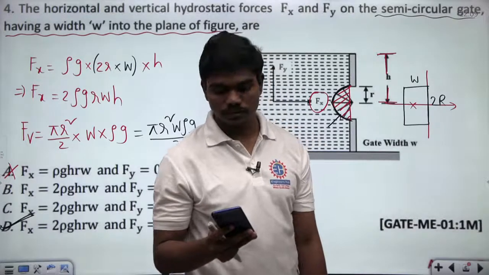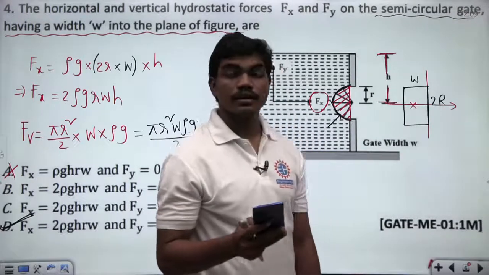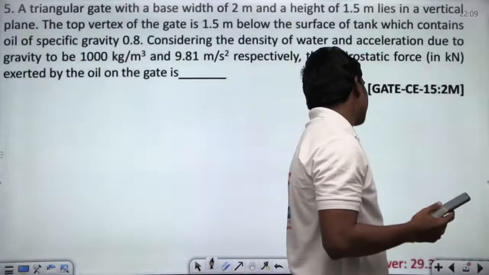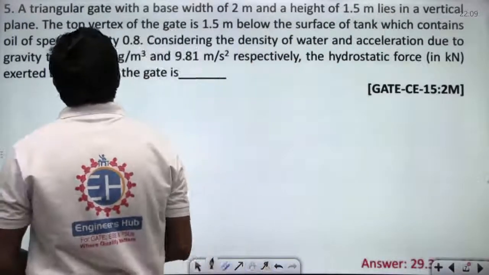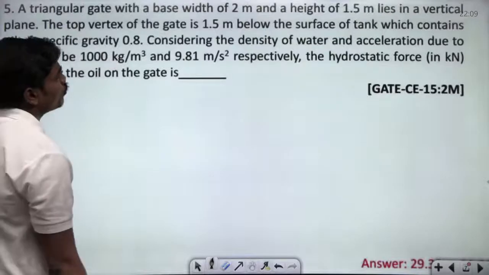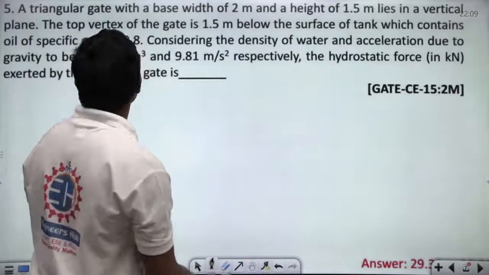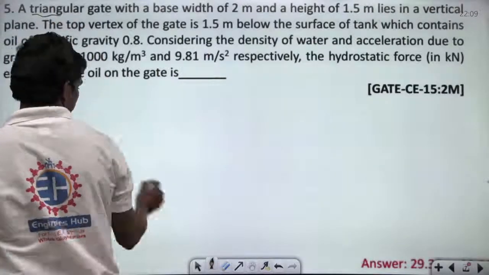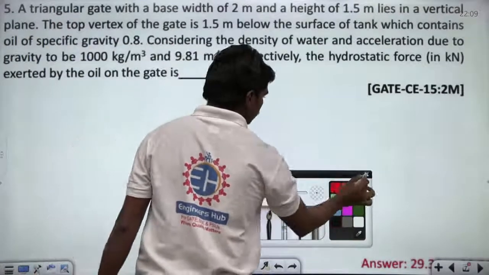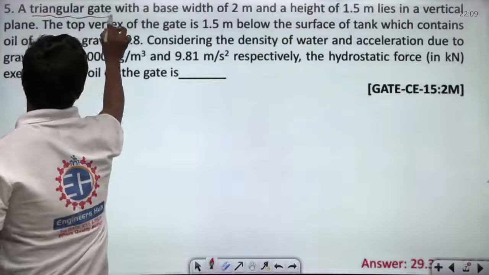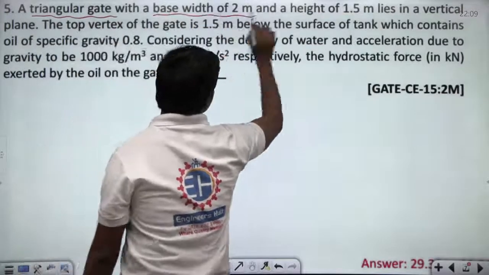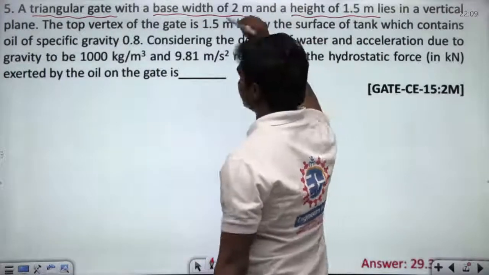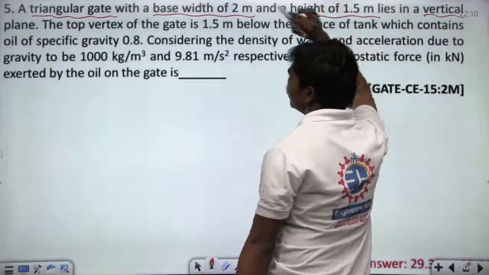Okay. Fine, then let us go for the next question. So this is our next question. A triangular gate with a base width of 2 meters and height of 1 meter lies in a vertical plane. So the triangular gate is vertical. Let us try to identify some data from this. So this plate is lying in a vertical plane.